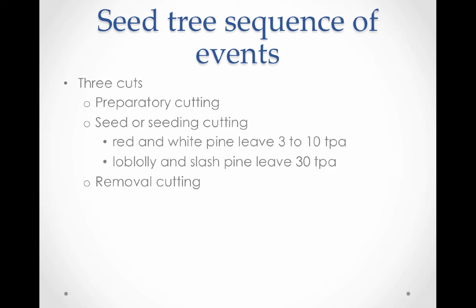And then we do the seed or seeding cut. And here's some examples with red and white pine generally. We're talking about leaving 3 to 10 trees per acre. Whereas down south with loblolly and slash pine, you're leaving up to 30 trees per acre. So we're talking about a pretty big difference in the number of trees we're leaving per acre. And the number of trees you leave really depends on the silvics. So we have preparatory cut, seed or seeding cut, and then finally the removal cut.